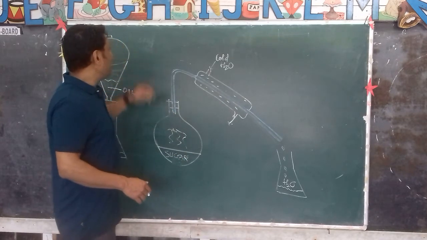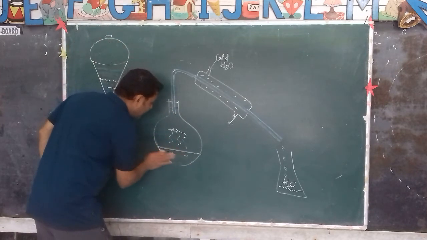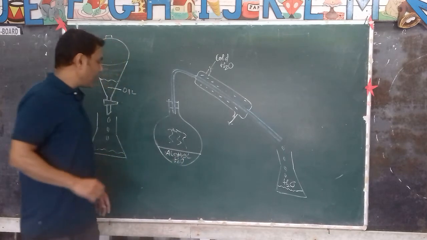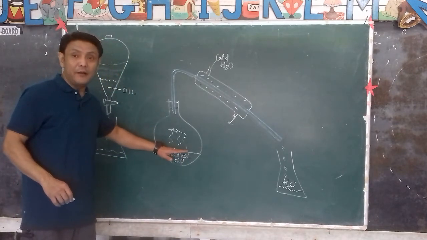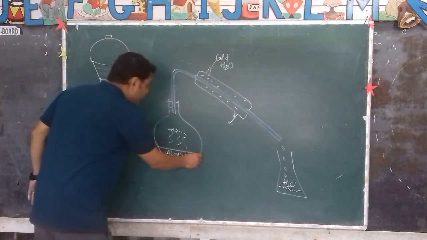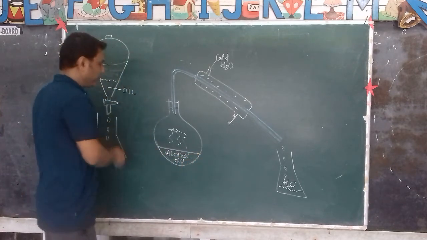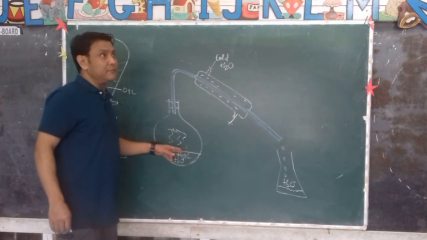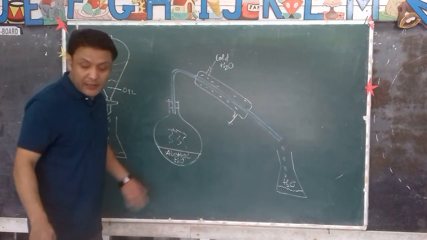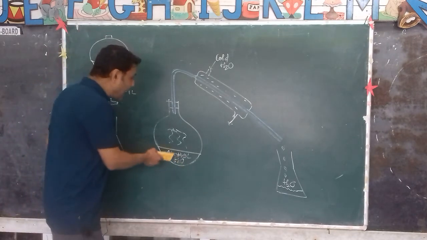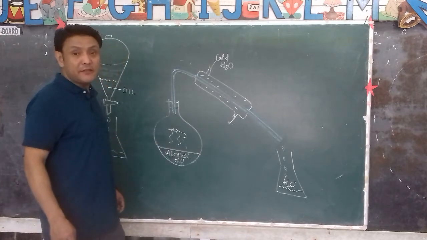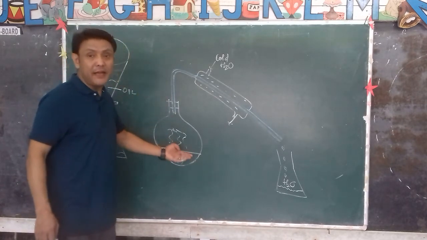How? Suppose we have a mixture of alcohol and water, and it mixes very well. So it is a miscible mixture of liquids. In this case, we use the property of boiling point. They have separate boiling points. Alcohol boils faster than water. That means alcohol evaporates faster than water.